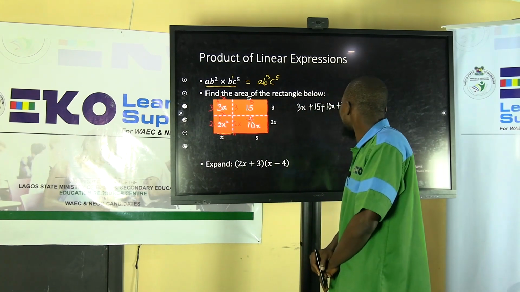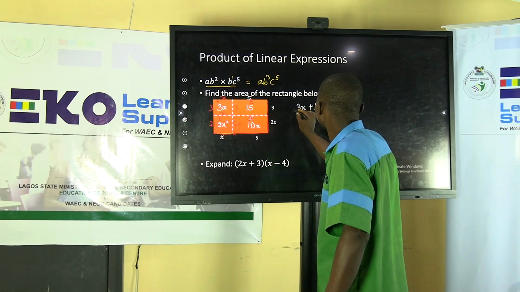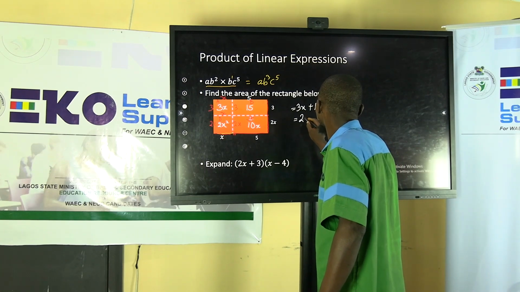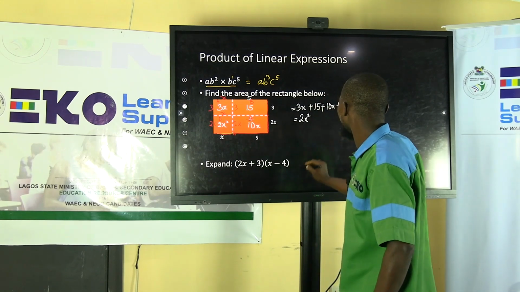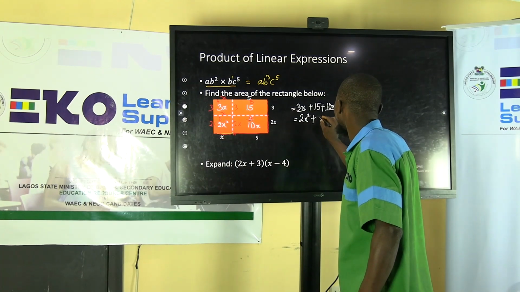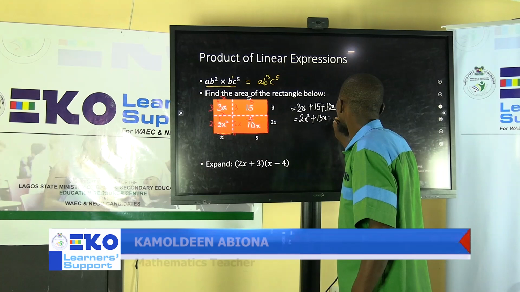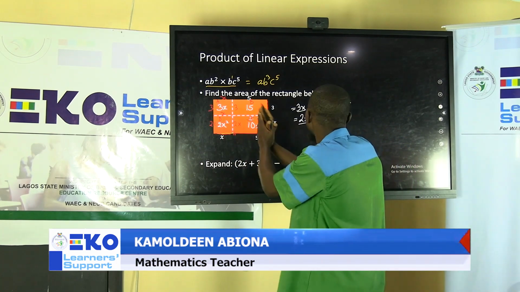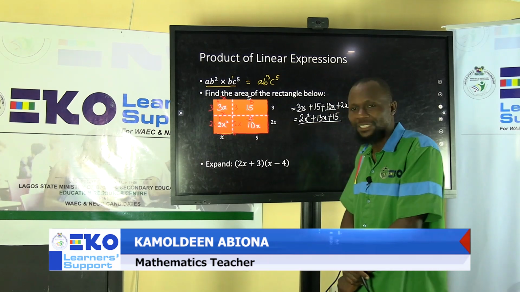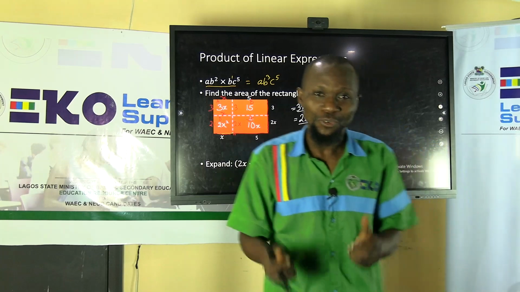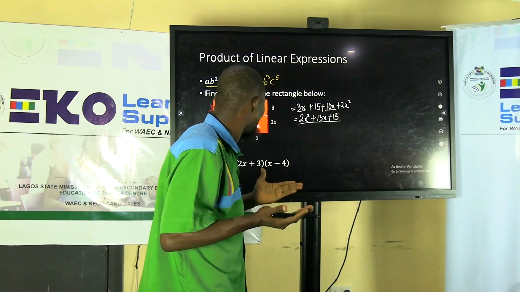So can we collect like terms there? 2x squared is the highest order or highest power. So in this case we have 2x squared. 3x and 10x, they are of the same family. We have 13x plus 15. So it means the total area is 2x squared plus 13x plus 15. What have we just done? We have just done expansion.